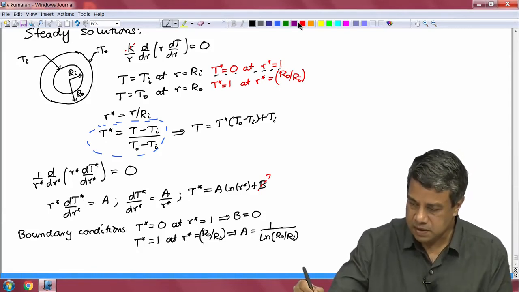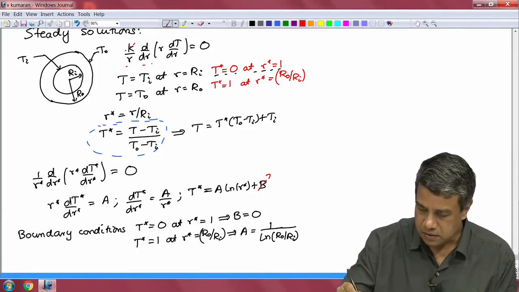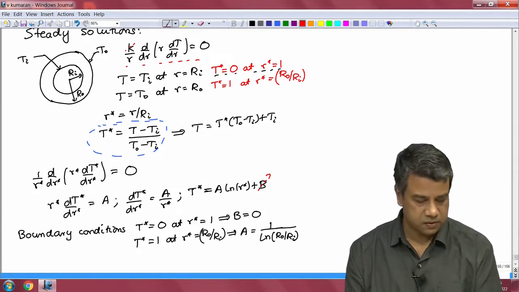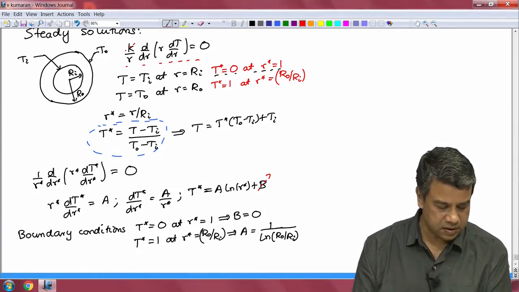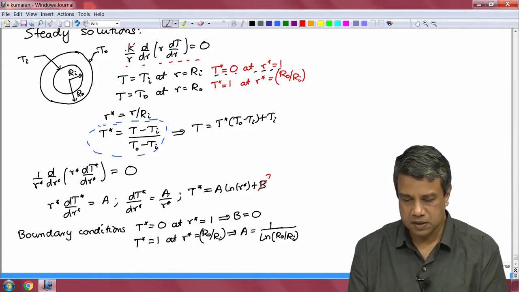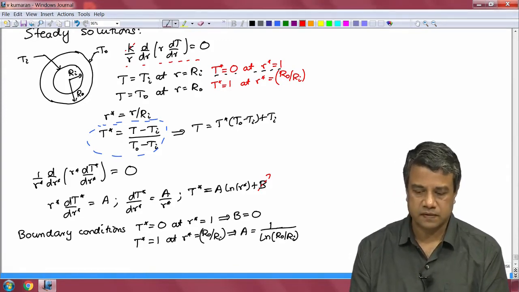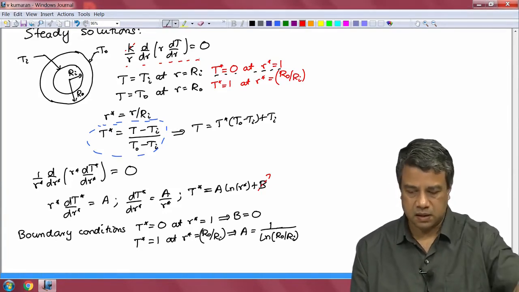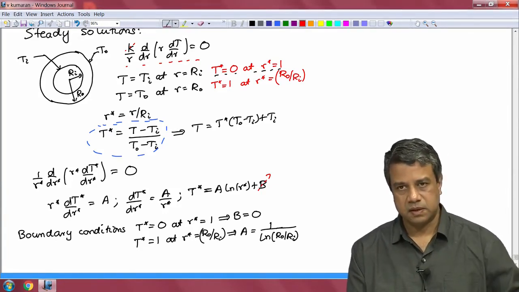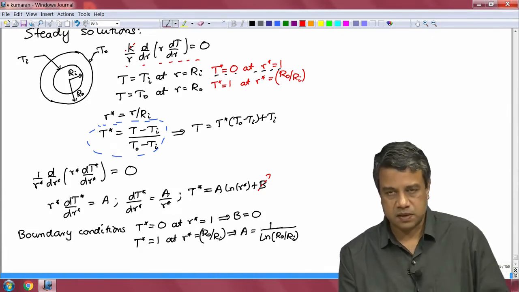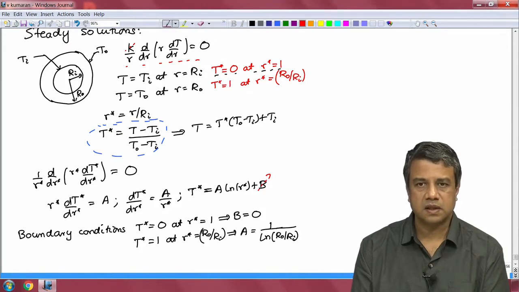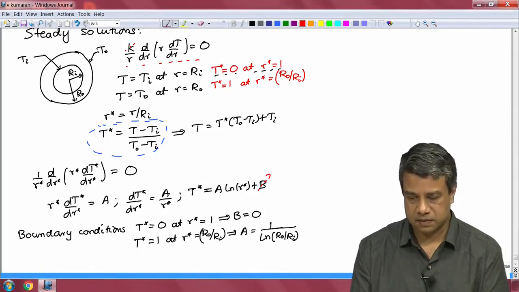The balance equation is 1 over r d by dr of r times dT by dr equal to 0 in a radial coordinate system. The simplest problem is the heat transfer in an annulus with inner radius Ri, outer radius Ro, temperature Ti inside, temperature To outside. We had to find what the heat transfer rate was in this case.